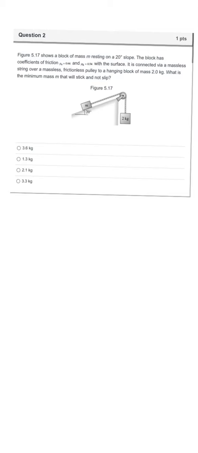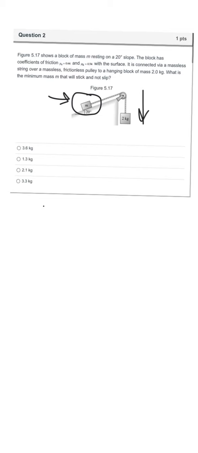Okay, so now for number 2, we want to find the minimum mass that will make this not slip. So we want to find the minimum mass that this object has to be so that this won't slip down.